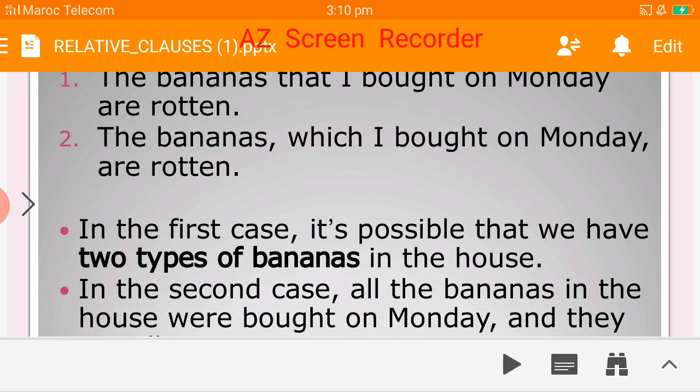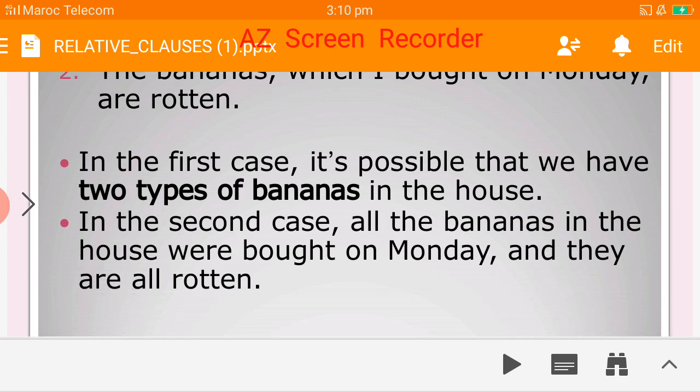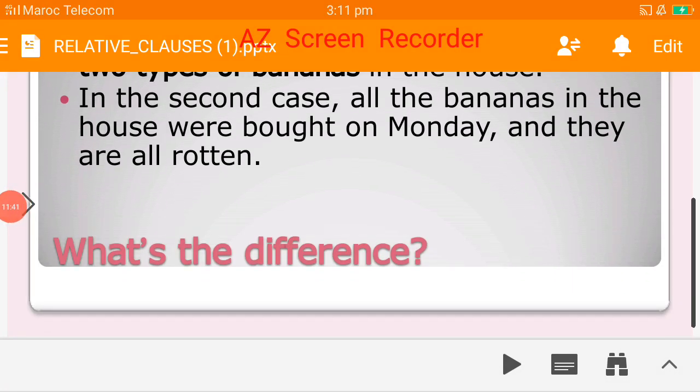In the first case, it is possible that we have two types of bananas in the house. In the second case, all the bananas in the house were bought on Monday and they are all rotten. What is the difference?